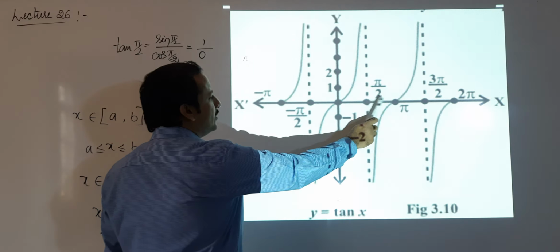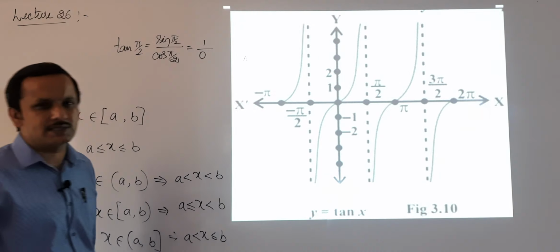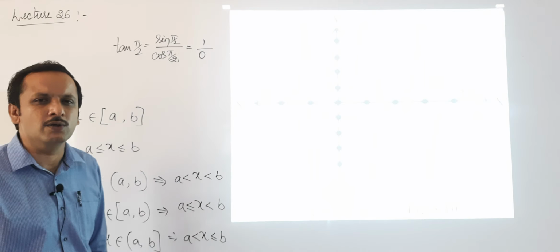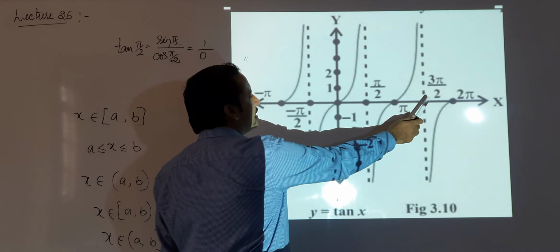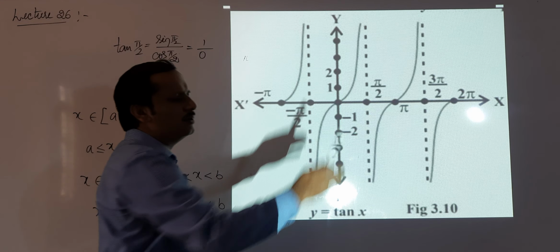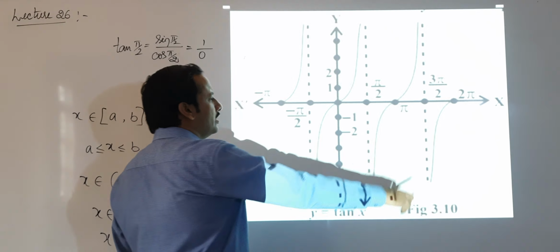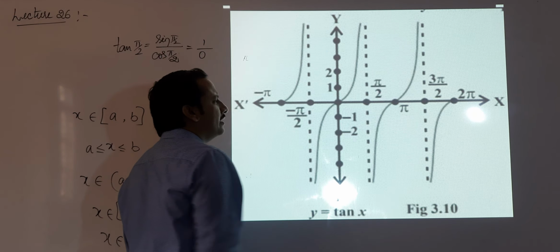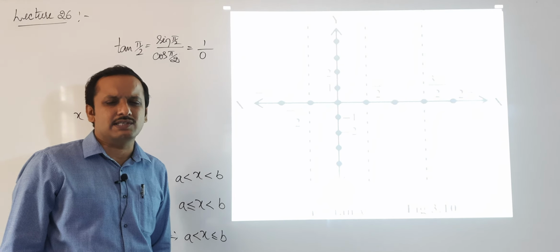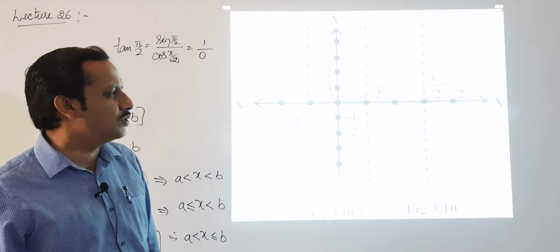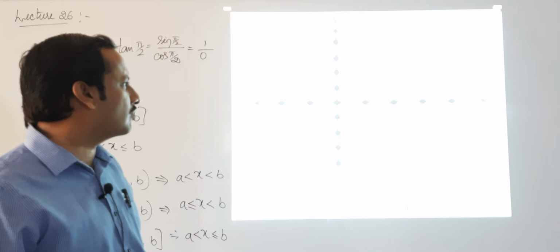Then from pi by 2 to 2 pi, the graph of tan x lies below the x axis, which is negative. So in the second quadrant tan x is negative. From pi to 3 pi by 2, the graph lies above the x axis. So in the third quadrant tan x is positive. Then from 3 pi by 2 to 2 pi, again tan x lies below the x axis. So we can say that tan x is negative in the fourth quadrant.